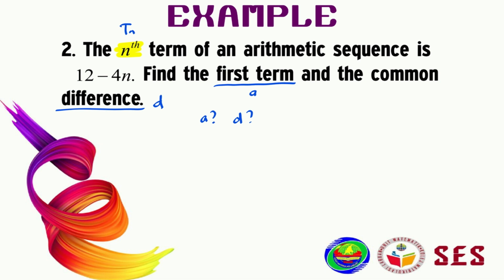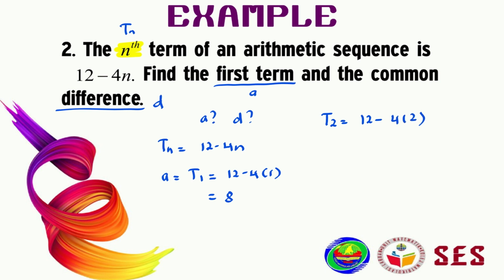Okay, so a is the first term, or T1, and since we got the Tn already, I'm going to write Tn equals 12 minus 4n here. We can simply substitute n with 1 to get our a. So a, which is also equal to T1, is 12 minus 4 times 1, which gives 8. We know that the common difference can be calculated by subtracting any term with its previous term. So let us find the second term, T2, which equals 12 minus 4 times 2, which is 12 minus 8, equals 4. And hence d, which is T2 minus T1, equals 4 minus 8, therefore our common difference is negative 4.